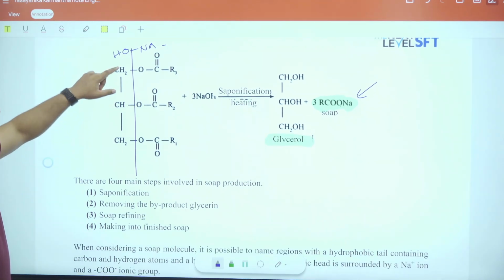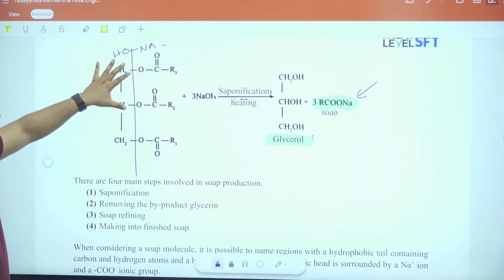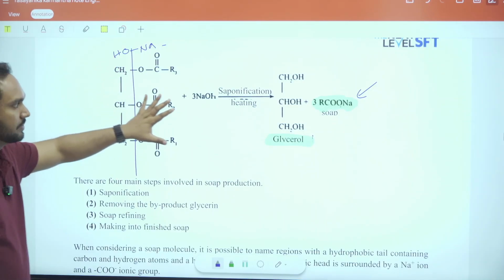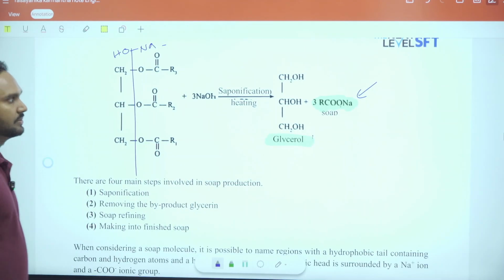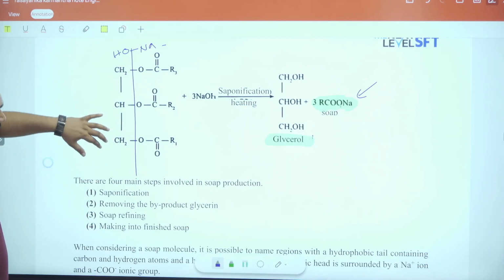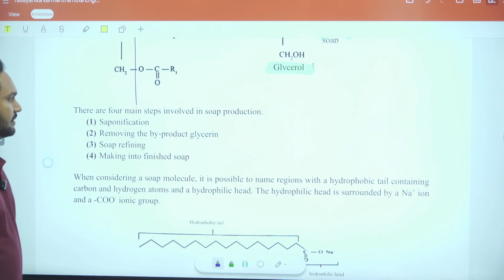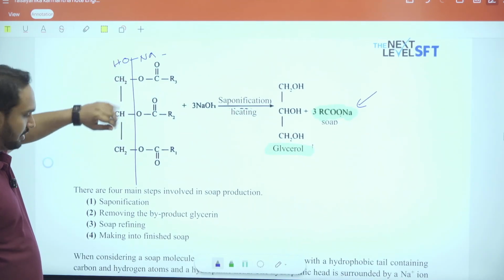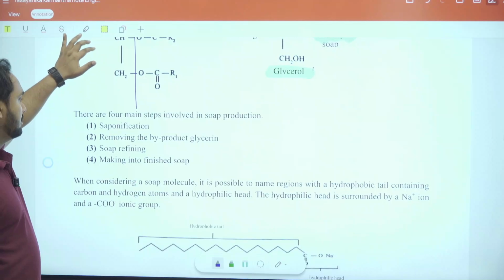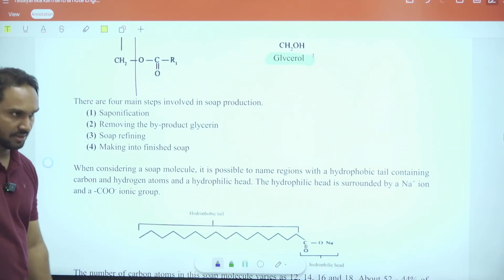So three NaOH molecules react with the triglyceride molecule and form a glycerol molecule and three sodium salts of long chain fatty acids, which are soap. There are four main steps involved in soap production. The first one is saponification, which is the reaction we discussed. The second part is removing the byproduct glycerin. You have to remove the glycerin.